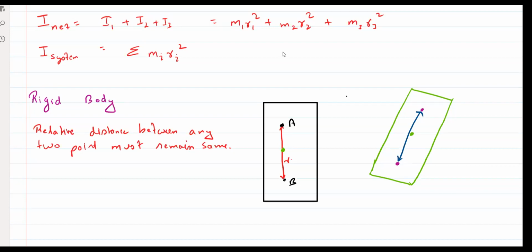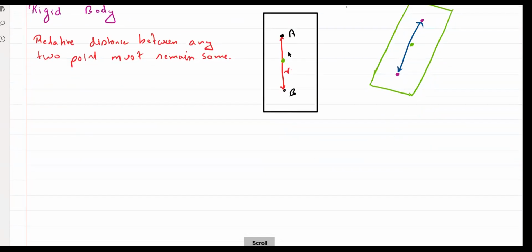Okay. Now, what is it called? It is called a swing. I guess all of you have seen a swing, right? So suppose we have a swing. Okay, this is a swing.